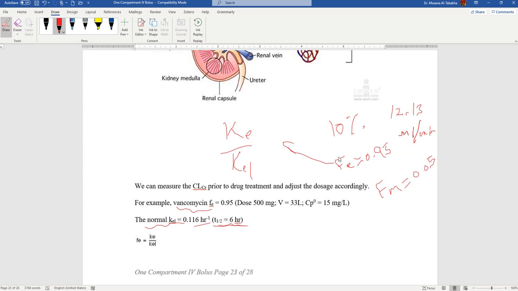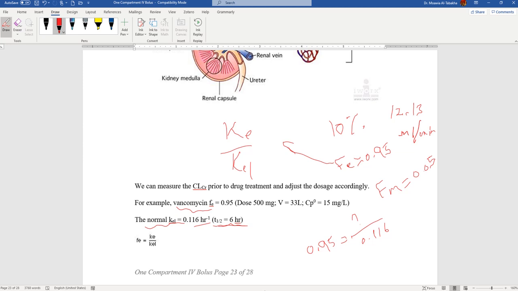So how do I work with it? Okay, look at what I'm telling you. Most of the drug is eliminated by excretion. Fraction excreted is equal to KE over KL. So in the normal case I will write 0.95, this is a normal case, is equal to KE, which I don't know, I didn't calculate KE yet, divided by KL, which I know. What is KL? 0.116. So divided by 0.116.